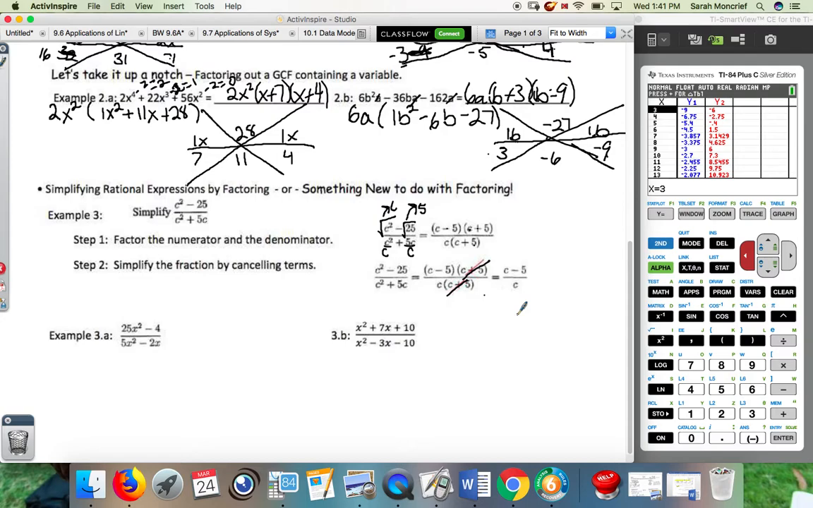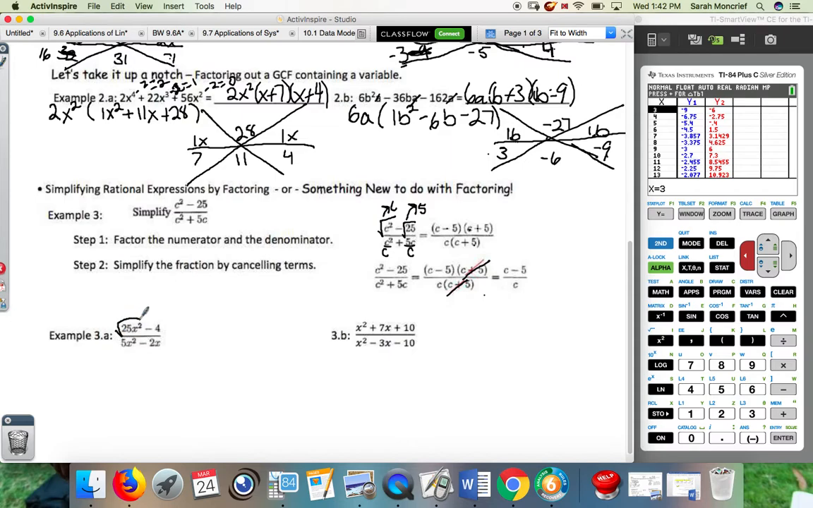The first one, we have 25x squared minus 4 divided by 5x squared minus 2x. So let's start with the top. I have 25x squared minus 4. Well, that's starting to look to me like a difference of squares. Let's see if that works out. Were there two terms? Yep. Is there a minus sign in the middle? Yep.